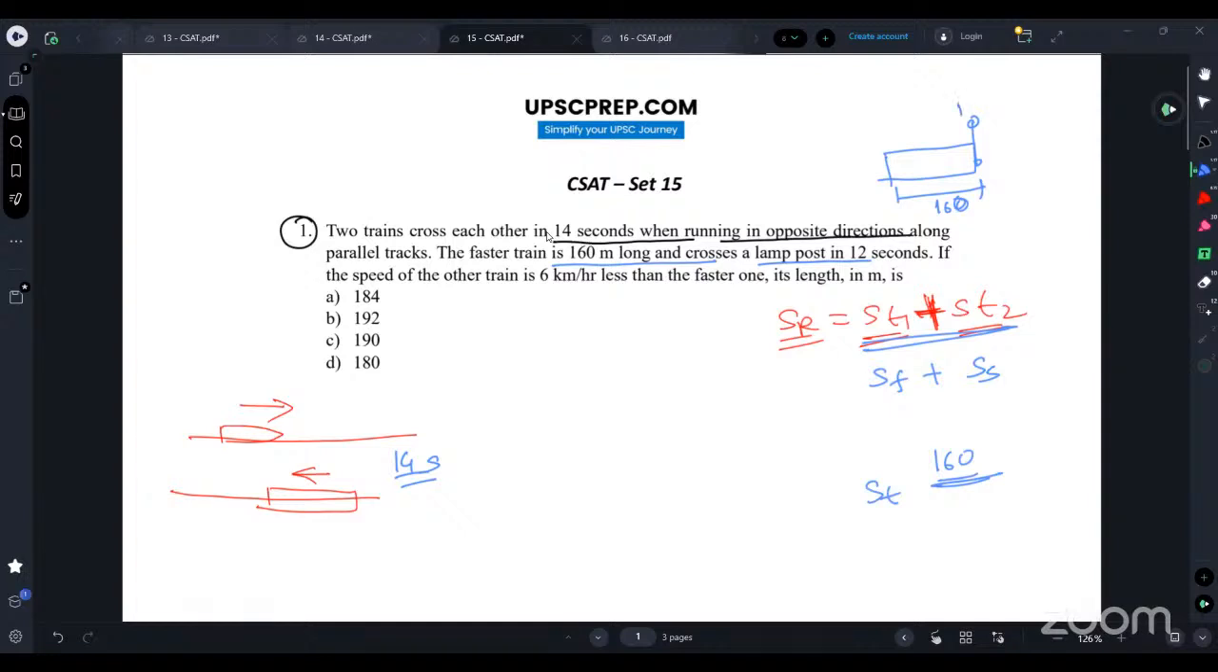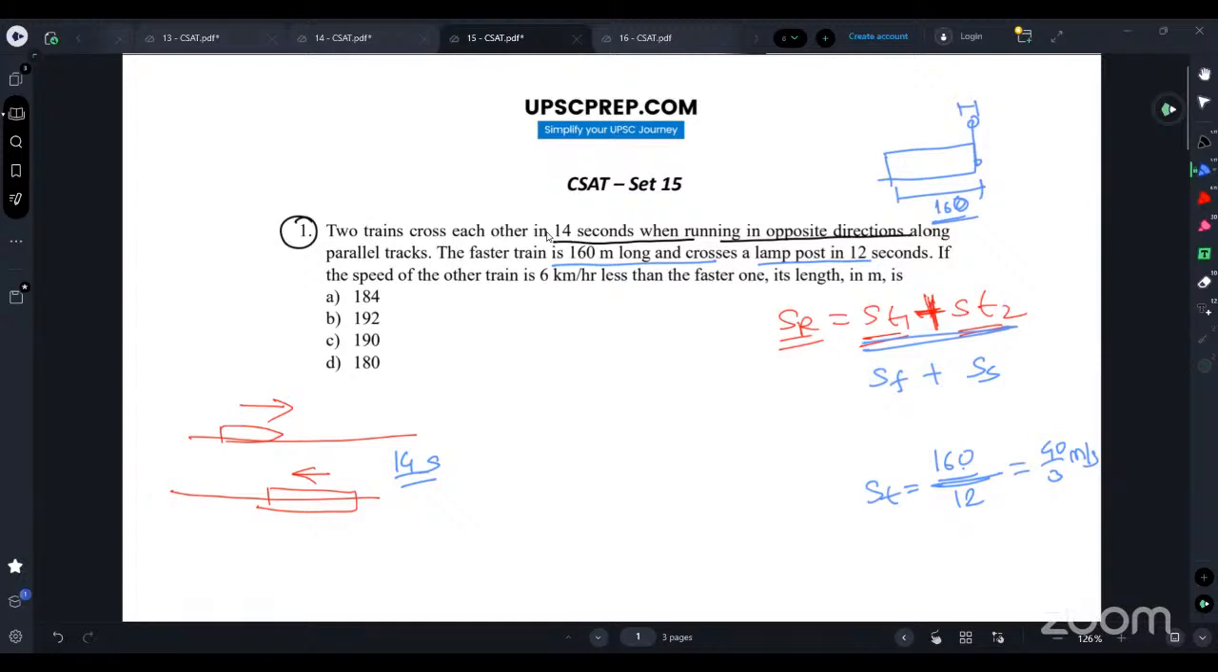The length of the lamp post is very, very negligible compared to the length of the train. That is why we will not consider the lamp post's length. So the distance that the fast train has covered is 160 meters, that is basically its length, and that too in 12 seconds. So it will be 40 by 3 meters per second. This is the speed of the fast train that we have got.